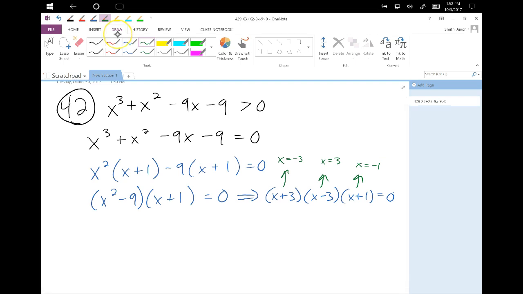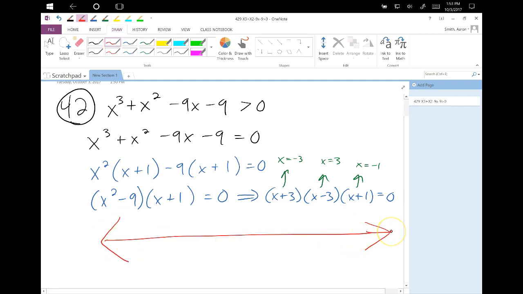So with this, let's draw our chart for our sign analysis, putting our numbers in the correct order: negative 3, negative 1, and positive 3. And we're going to pick some test values in each of those subintervals. So starting with negative 4, for example, negative 2, 0, and 4. And you can pick whatever values you want as long as they're inside each of those subintervals. So now I'm going to plug these into my original inequality, the one that I'm highlighting, and solve. See whether it's true or false.